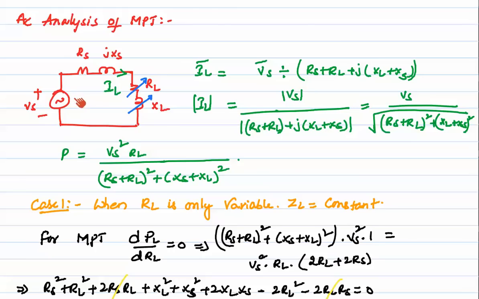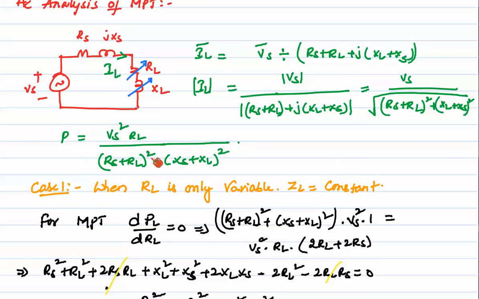IL is equal to Vs, a vector, divided by Rs plus RL plus j(Xs plus XL). These are in vector form. If you want the magnitude, IL is equal to Vs divided by the magnitude of Rs plus RL plus j(XL plus XS). So the magnitude is Vs divided by the square root of (Rs plus RL) whole square plus (XL plus XS) whole square, and P is equal to I square RL. So I square is Vs square divided by this square, into RL.